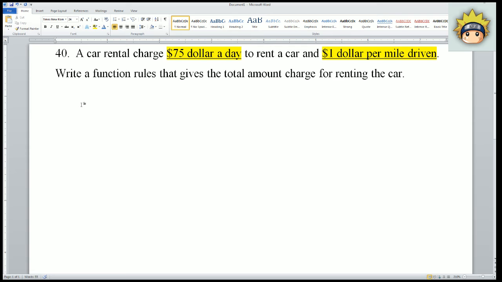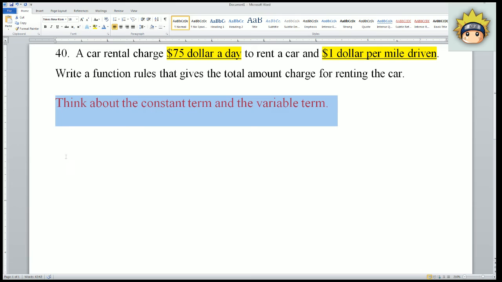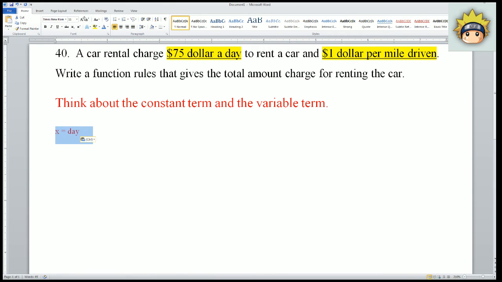Alright, so it looks like this has $75 a day. Okay, so let's define some variables. A day, you don't know how many days the driver is going to drive for. So let's think about the constant term and the variable term. We don't know how much the driver is going to drive for, so let's make x equal the amount of days the person drives for. Then we need to know how many miles are driven. We don't know that. Here's the miles driven. So these are both variables.